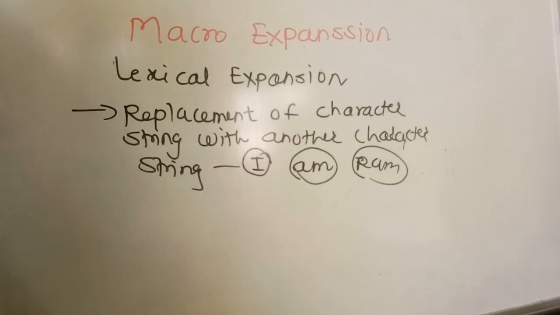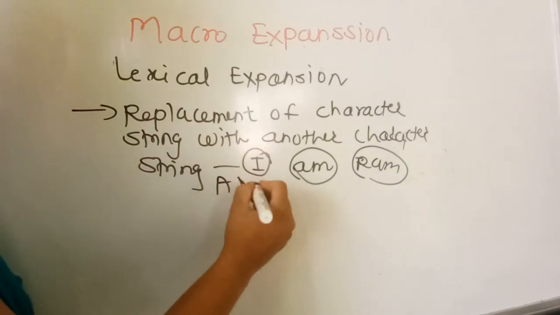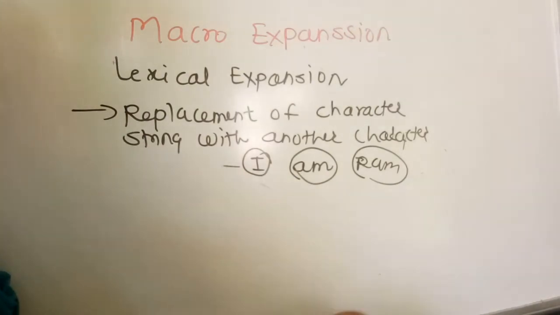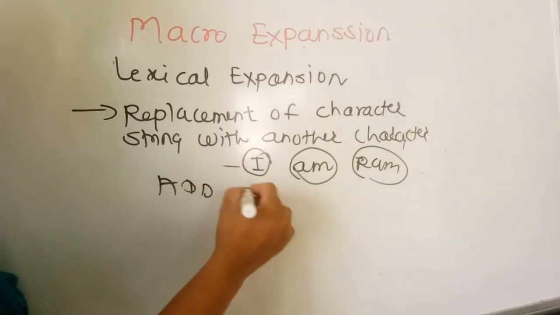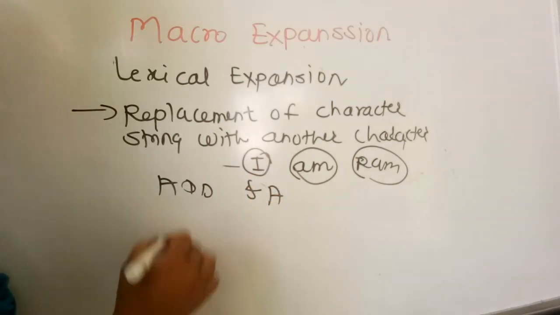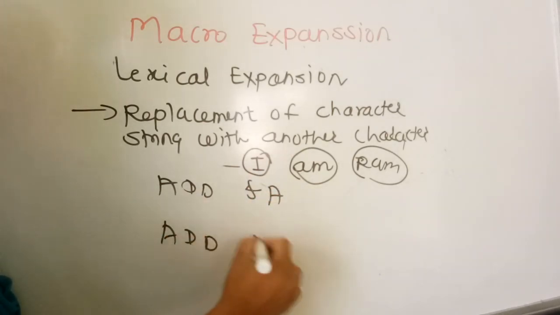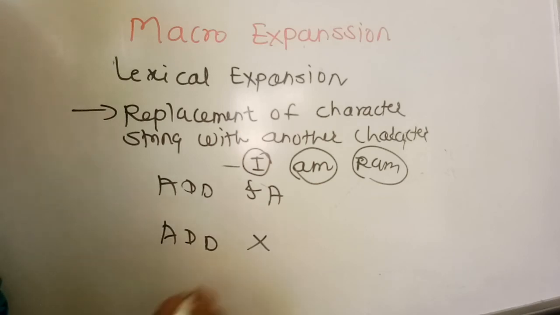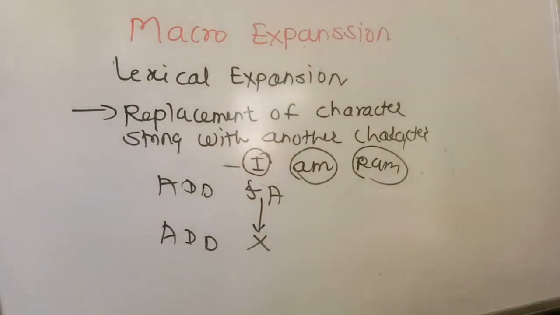All formal parameters of the macro definition are replaced with actual parameters defined in the macro call. For example, add &a. Then, at the time of calling, you write add x. This a is replaced with x, and it is known as the lexical expansion.